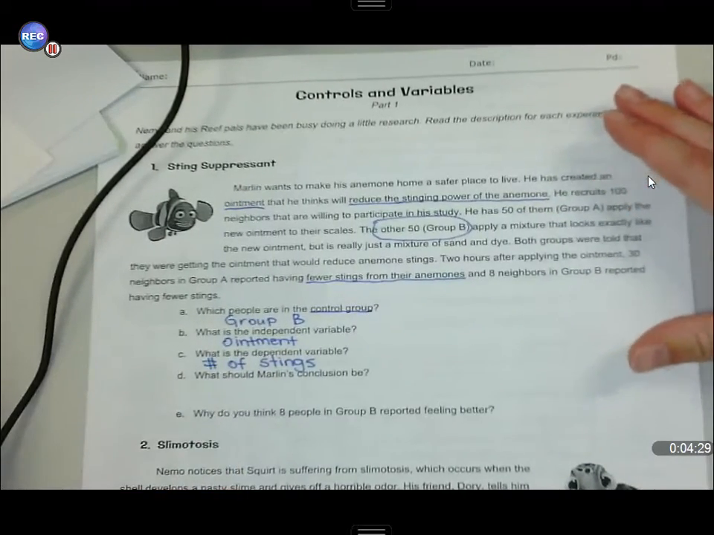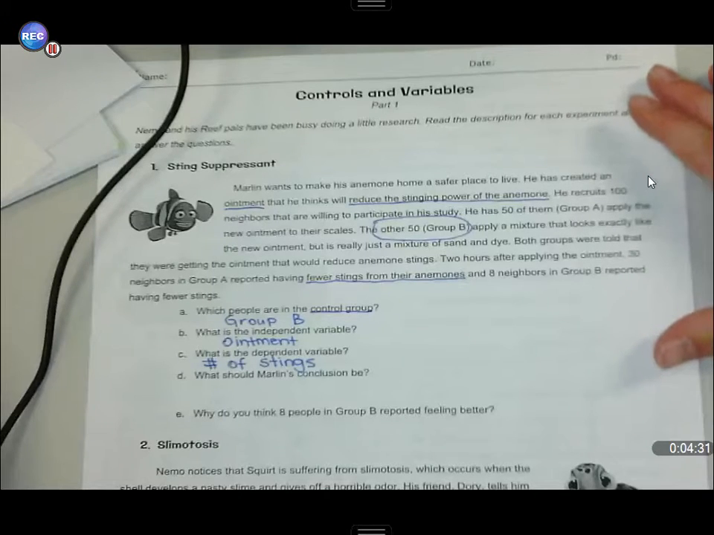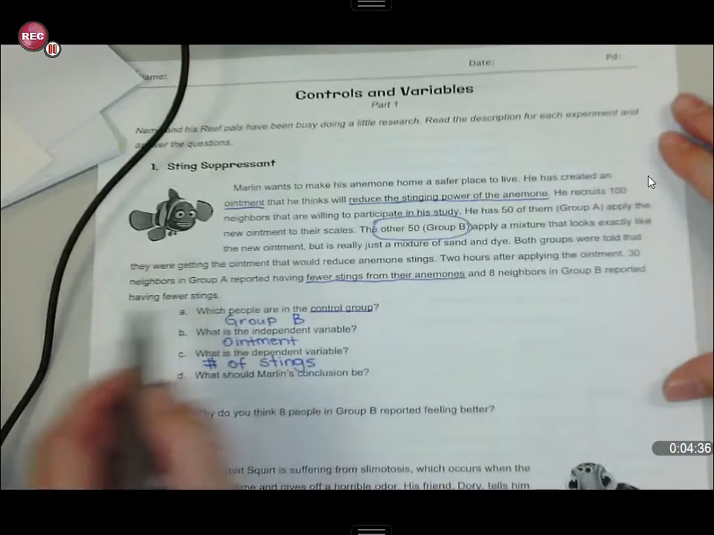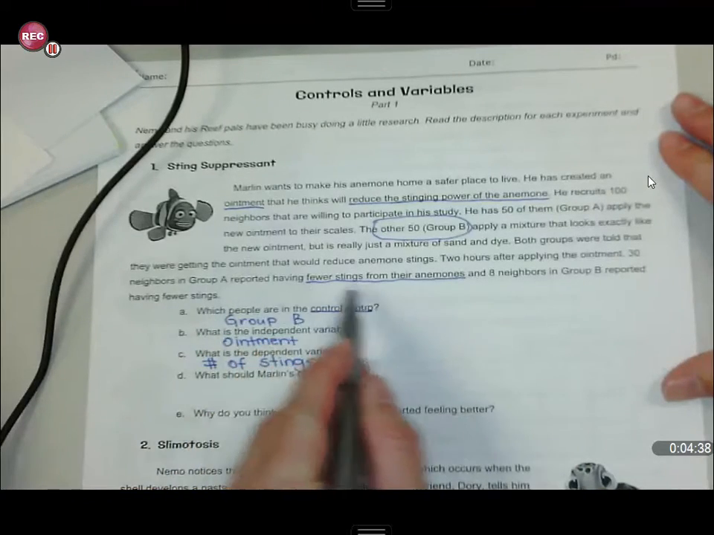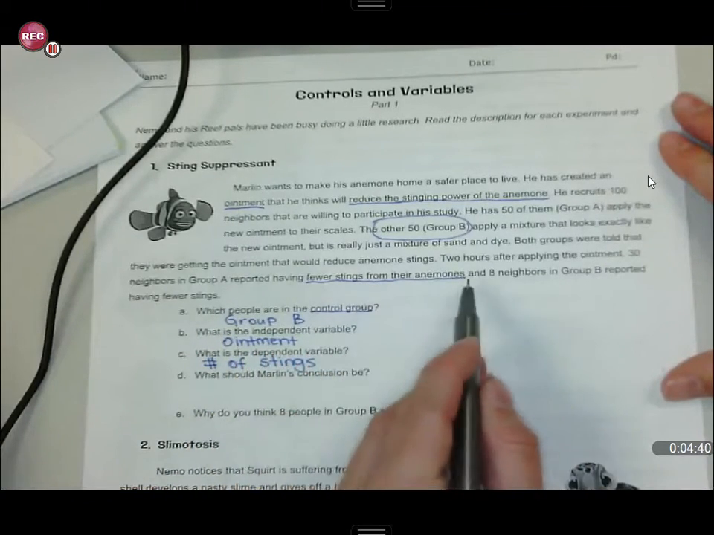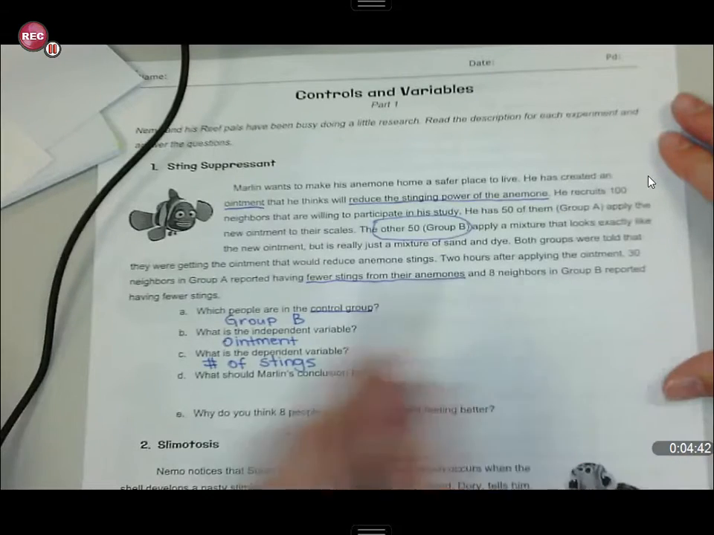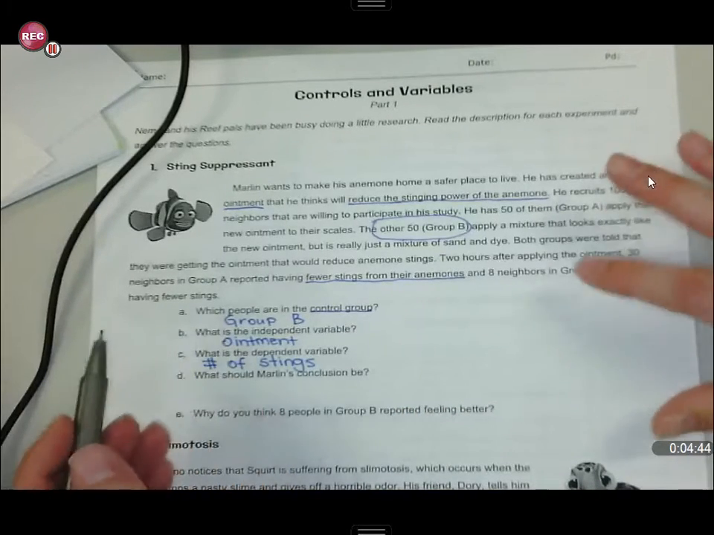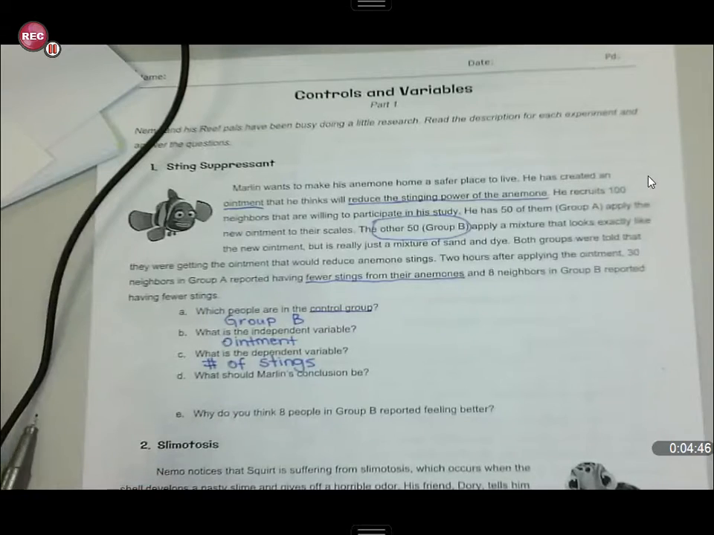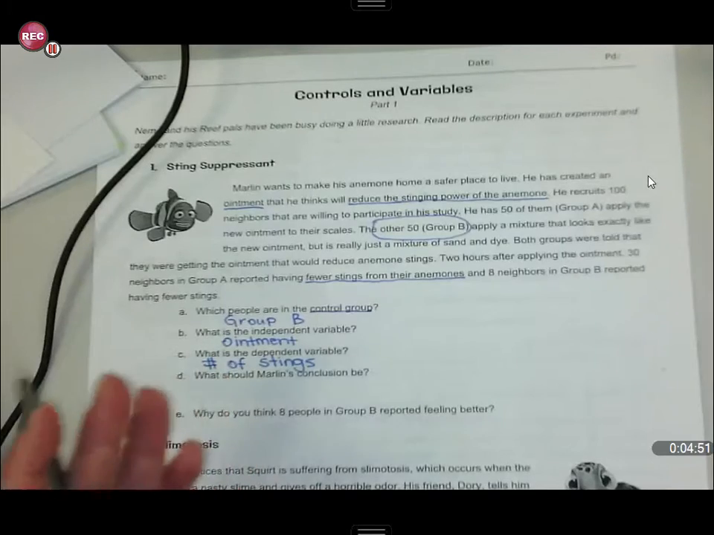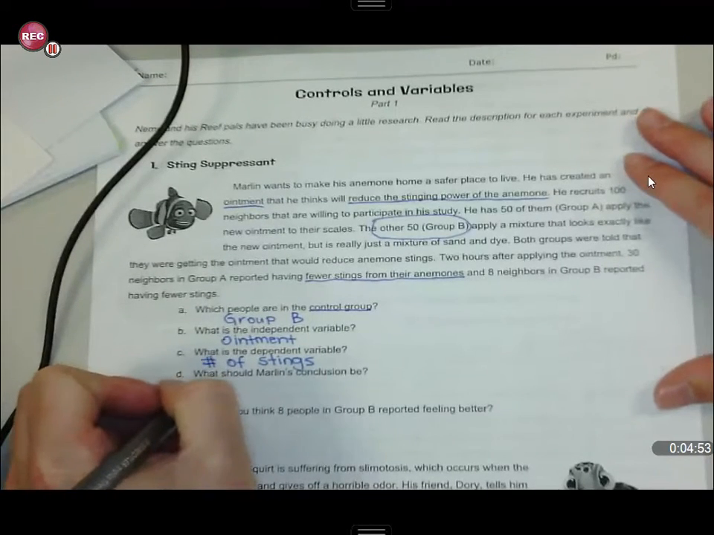What should Marlin's conclusion be? Did it work? That's what we're wanting to know. Is his hypothesis correct? Well, it says that 30 neighbors in A reported fewer stings, and 8 neighbors in Group B reported having fewer stings. Well, Group B didn't even have the medication, but they still thought that it was helping. So, is it really working? The answer is probably not, so the ointment doesn't work.